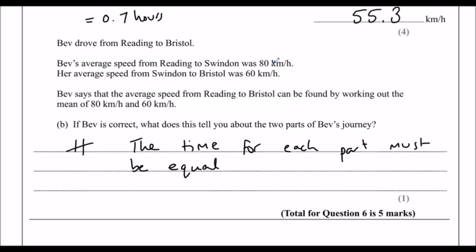So if you drive at 80 kilometers per hour for 1 hour and 60 kilometers per hour for 1 hour, you've gone 140 kilometers in 2 hours, which is 70 kilometers per hour. So if the two times are the same, you can just average the two speeds, but in any other case, that won't work.